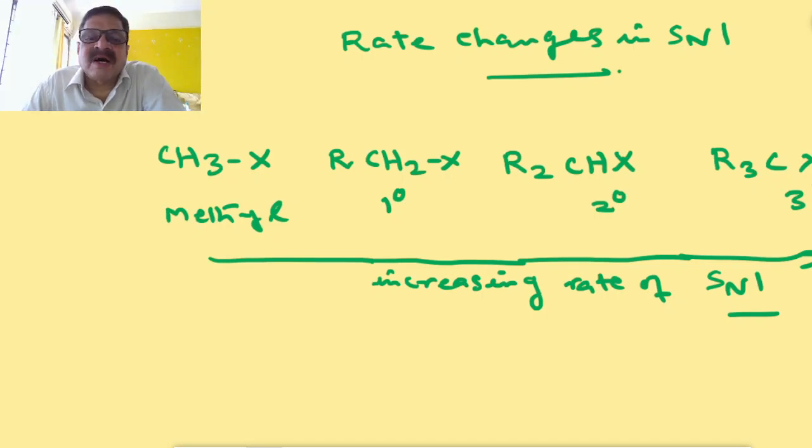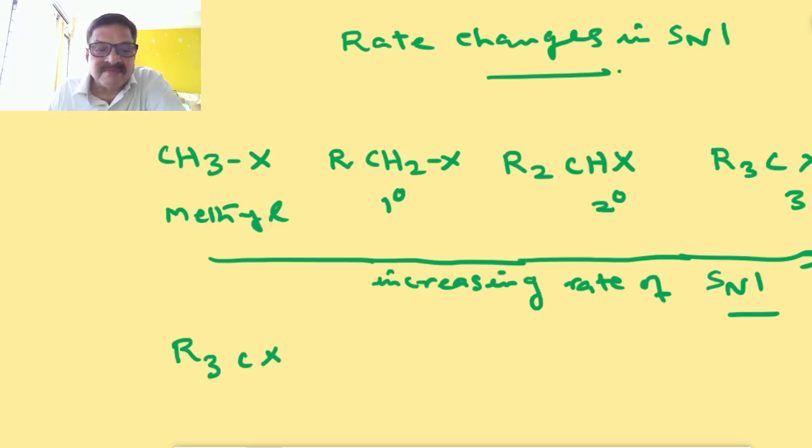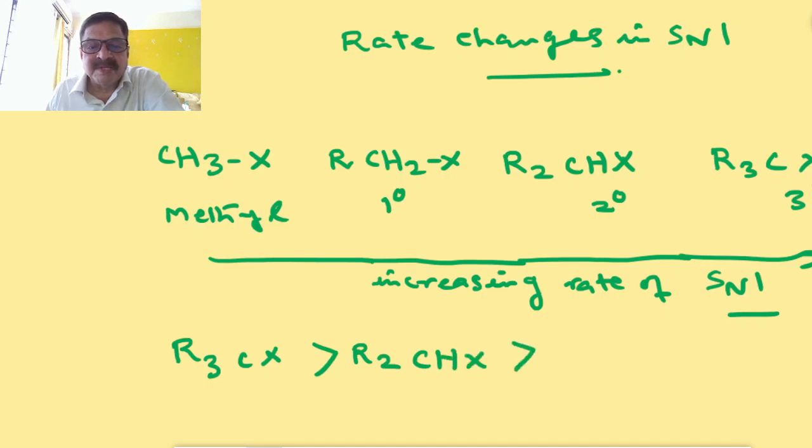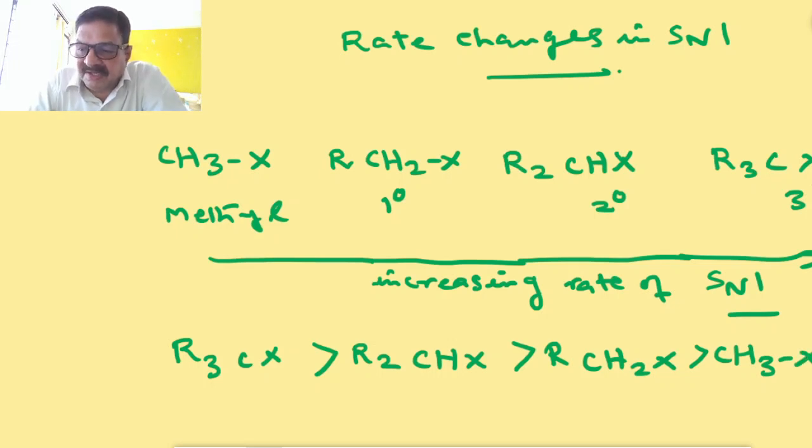Now the identity of the R group, the rate of reaction. For R3CX, the SN1 reaction will be the fastest. It is followed by R2CHX, then RCH2X, followed by methyl, RCH3X. So this is the order of the reaction rate. This is how the number of alkyl groups on the carbon atom with the leaving group influences the rate of the reaction. So the rate will be like this only.